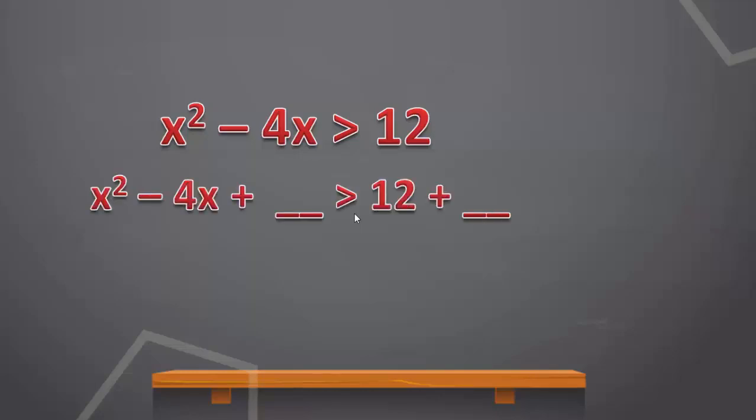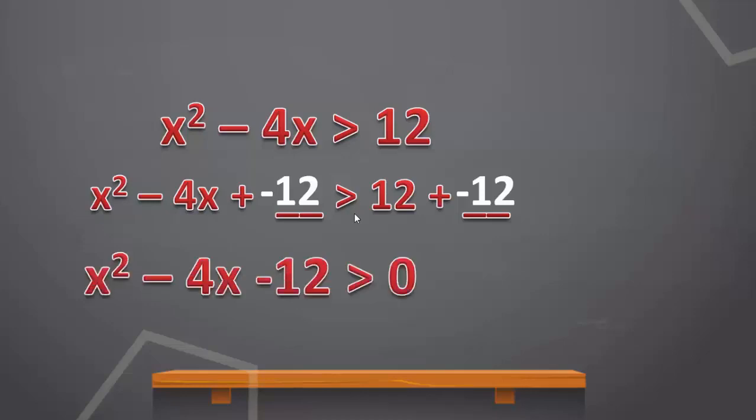Let us study the first example. Find the solution set of the quadratic inequality x squared minus 4x is greater than 12. In dealing with quadratic inequalities, the first thing that we should do is to get 0 on one side of the inequality. In this case, we need to add negative 12 on both sides of the inequality in order to have x squared minus 4x minus 12 is greater than 0.